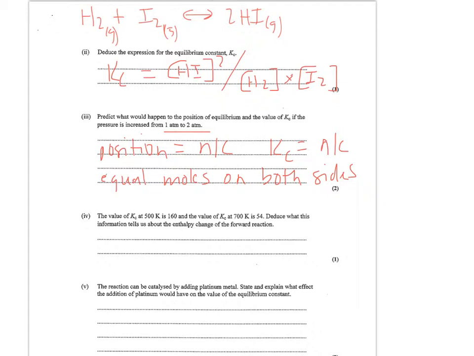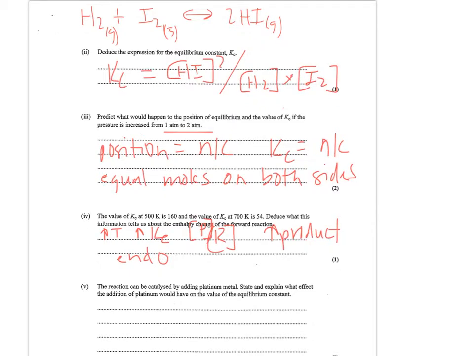Number 4 says the value of Kc at 500 is 160 and the value of Kc at 700 is 54. Deduce what this information tells us about the enthalpy change of the forward reaction. So what I notice is that Kc increases with temperature. If Kc increases, that means the concentration of product increases. And if product is increasing, that means temperature is driving the forward reaction, and this must be an endothermic reaction.